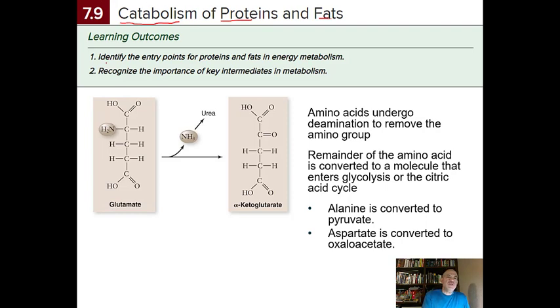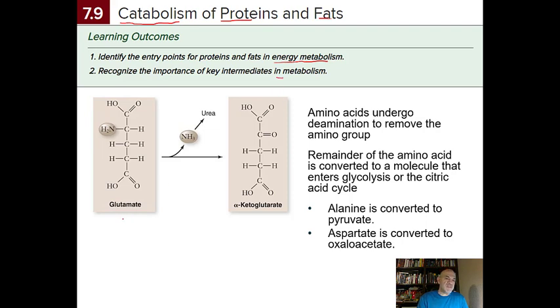For your learning outcomes, what we want to do is identify how proteins and fats can enter those metabolic pathways during energy metabolism. So at what point do they enter? During glycolysis? Do they enter during Krebs? And then recognize important key intermediates in this sort of metabolism.